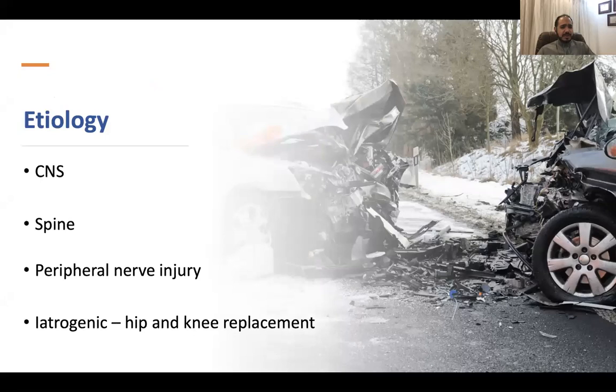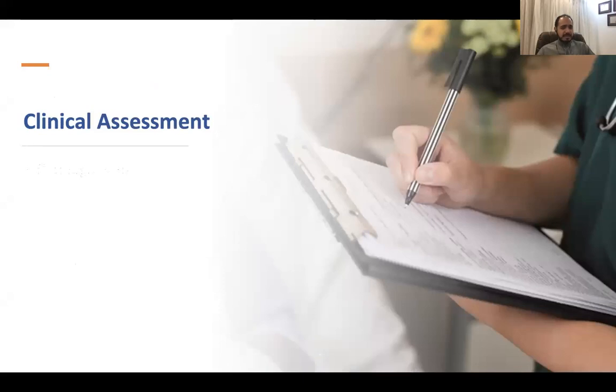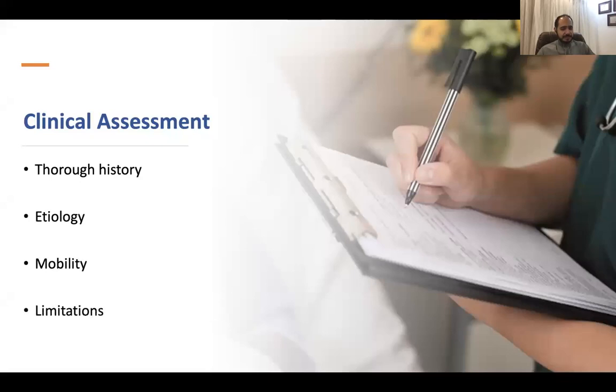So etiology, just to have a broad approach, could be central nervous system, similar to the case that Dr. Ayman showed, could be spine-related, could be peripheral nerve injury or neuropathy, which is the most common we see in our practice, or could be iatrogenic, whether it's hip and knee replacement cases or a spine complication. Clinical assessment has been covered. It just really emphasizes taking a thorough history. You want to make sure that you know the etiology of the foot drop, you're going to assess the patient's mobility. Is the patient bedridden, wheelchair bound, or is the patient able to walk? What's the patient's limitation? And what's the prognosis of recovery for his foot drop?